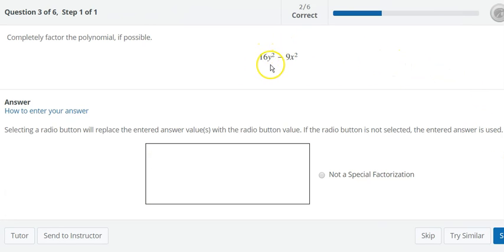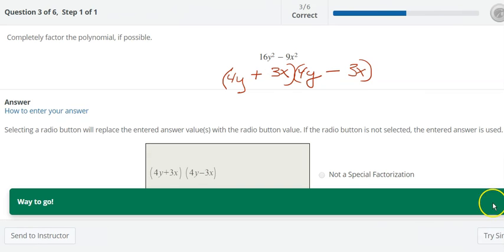Now, as we look at this one, we see that this is a perfect square, this is a perfect square, and this would factor into its conjugates. Again, take the square root of that, which is 4y, put that in these positions, and then this is 3x, and then 1 will be plus and 1 will be minus. We submit that, and we have that one correct. All right, let's go on.